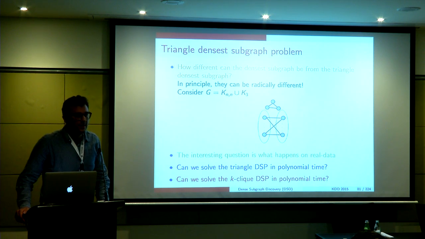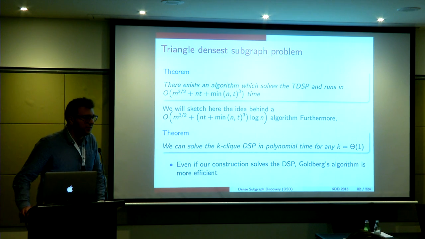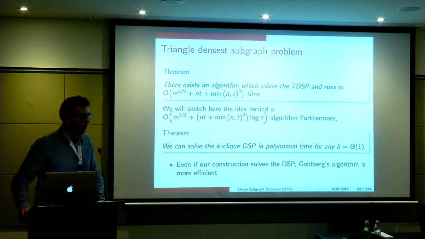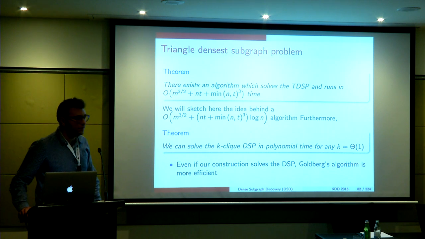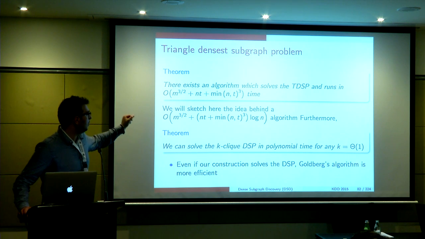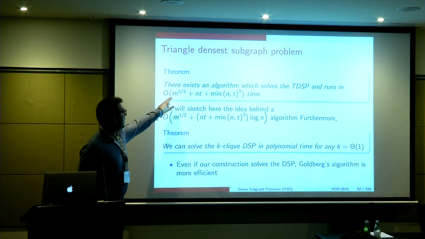Well, you can think that if you can solve the k-clique DSP for any k in polynomial time, this is very unlikely, because I can solve the max clique problem, but what we're going to show is that for any constant k, we can do it in polynomial time. So first, there exists an algorithm. The first theorem from the WWW paper is that there exists an algorithm which solves the triangle DSP in polynomial time, and in particular, it runs in m to the 3 halves.